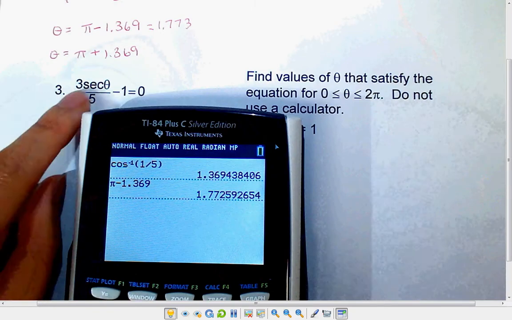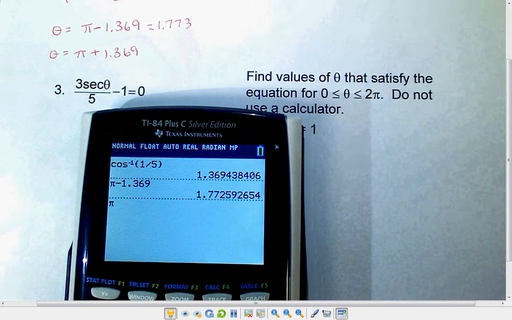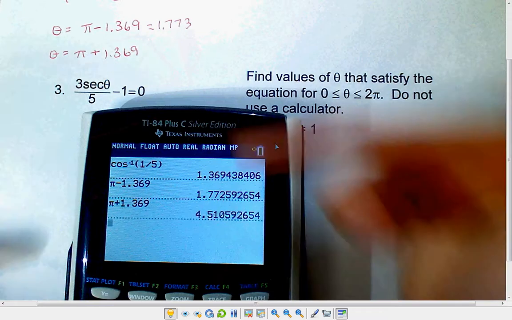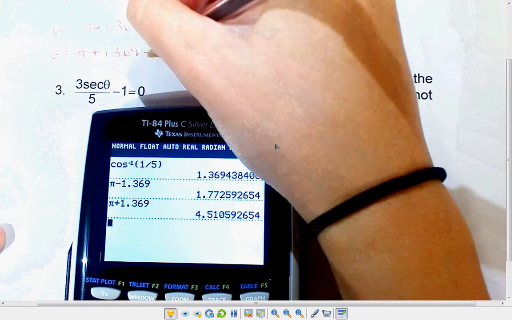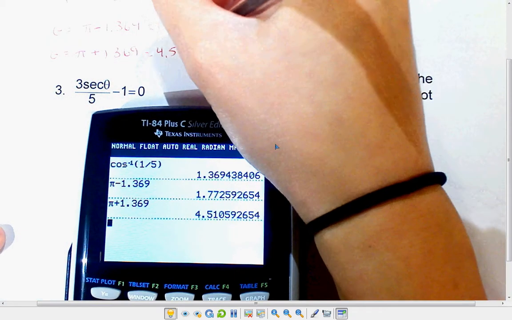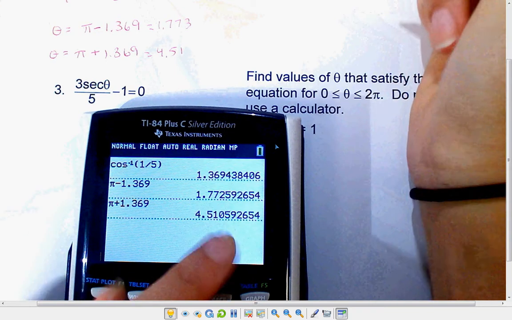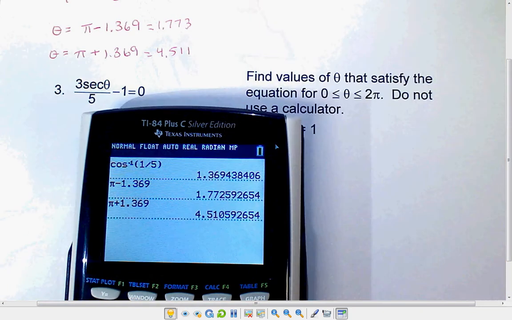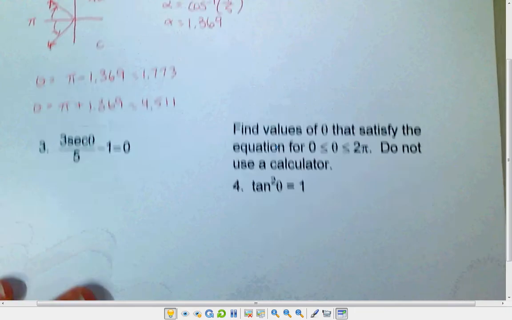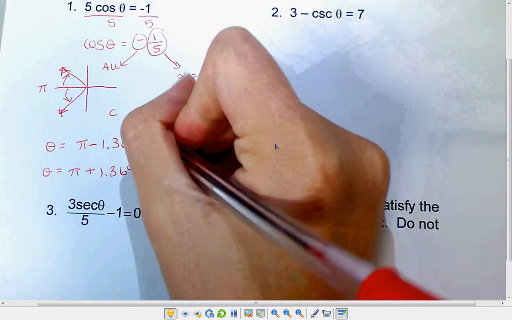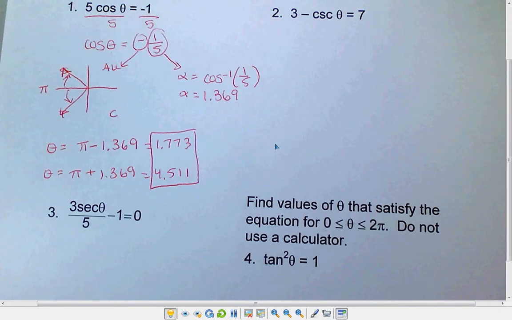And now we want to get our second angle, which is pi plus 1.369, which gives us 4.51. Again, we're rounding up because this 5 tells you that you're going to round the 0 up to a 1. So our two answers for number 1 are right there.